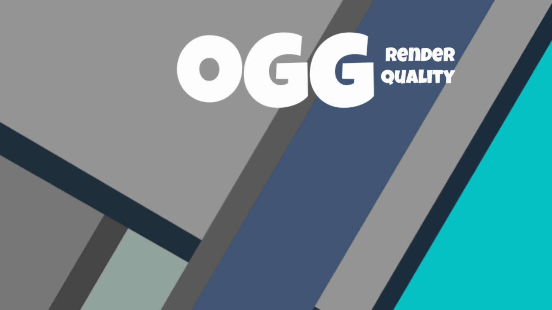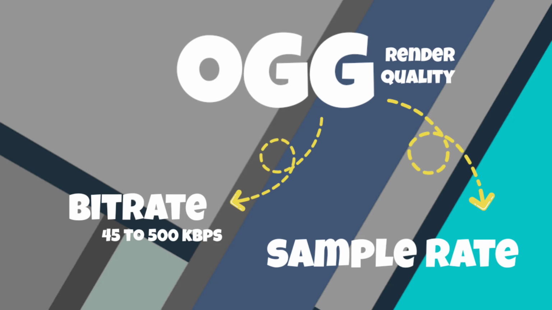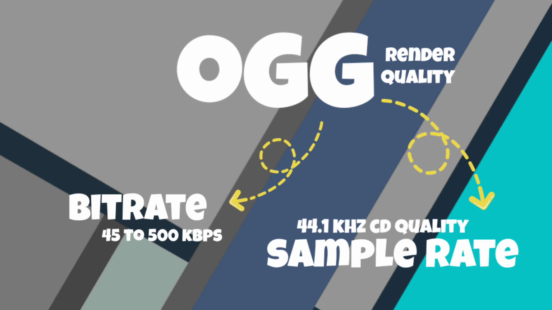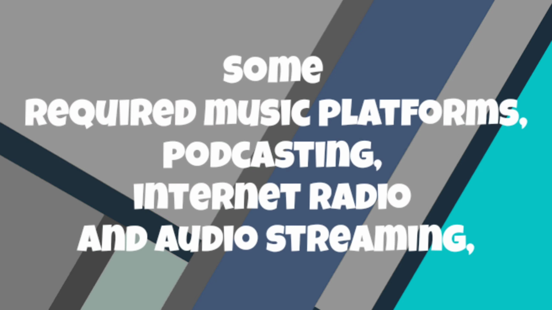OGG audio quality, bitrate. OGG files can have variable bitrates, but common ranges are 45 to 500 kbps. Sample rate, typically 44.1 kHz has CD quality, and 48 kHz has DVD quality. Commonly used in some required music platforms, podcasting, internet radio and audio streaming.